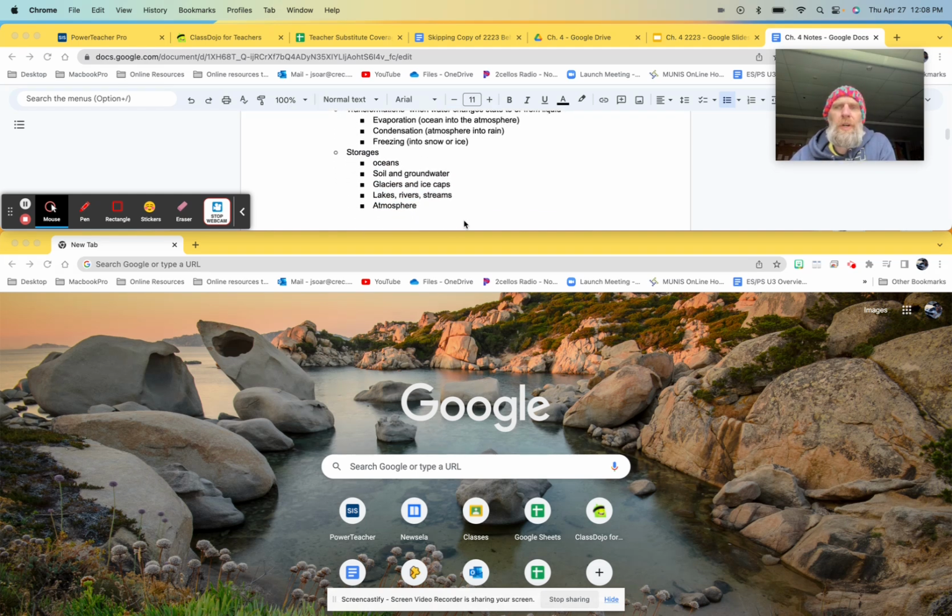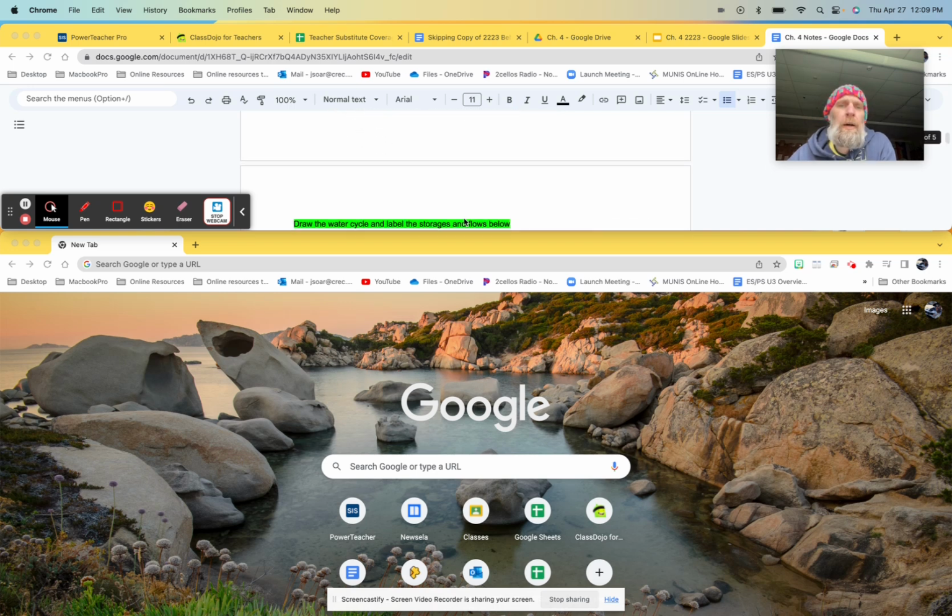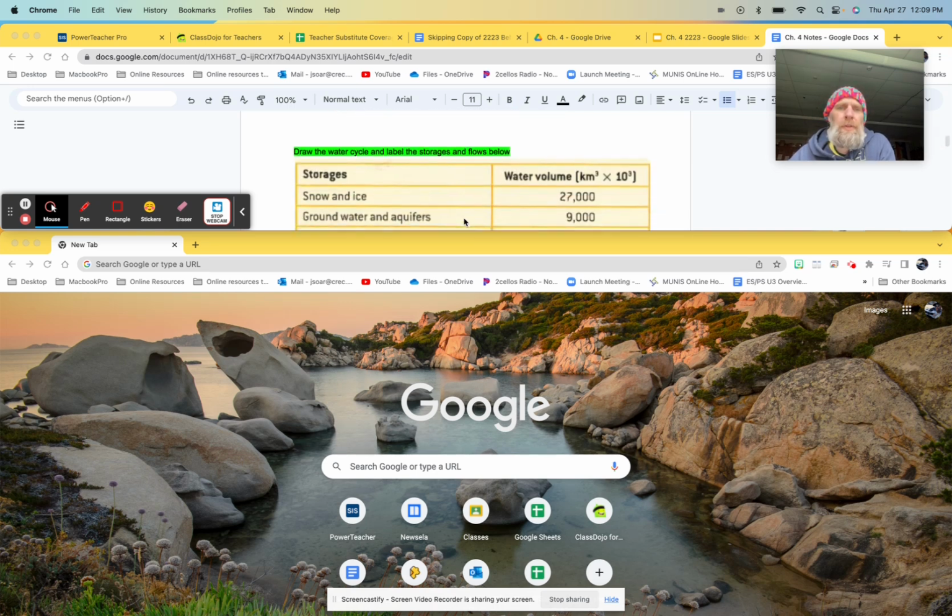Storages is where the water can be stored. It can be stored, obviously, anywhere where it's really held for a while. So, oceans, soil and groundwater, yep, it's there for years. Glacier and ice caps, again, years. Lakes and rivers, stored there only for a few days, we know now. In the atmosphere, it's there for 9 days. So, not there long. What I'm going to have you do is draw the water cycle and label the storages and flows below.